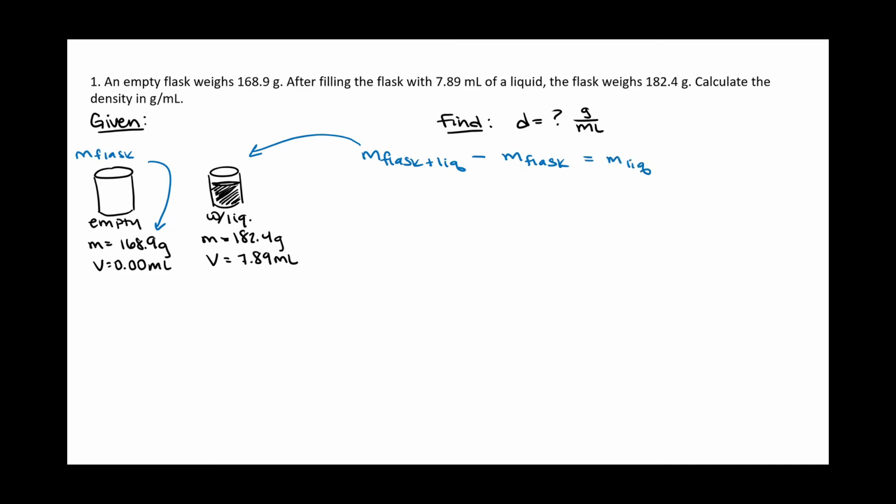Hopefully you see that if I drew another little diagram, here's my liquid. If I wanted to find just the mass of that liquid, if I knew what the mass of this container was, I could subtract it, or erase. Doing so would just give me the liquid right here. So hopefully you can see that taking away that mass of the flask will give us the mass of the liquid. We don't really have a change in volume. We're going just from 0 to 7.89.